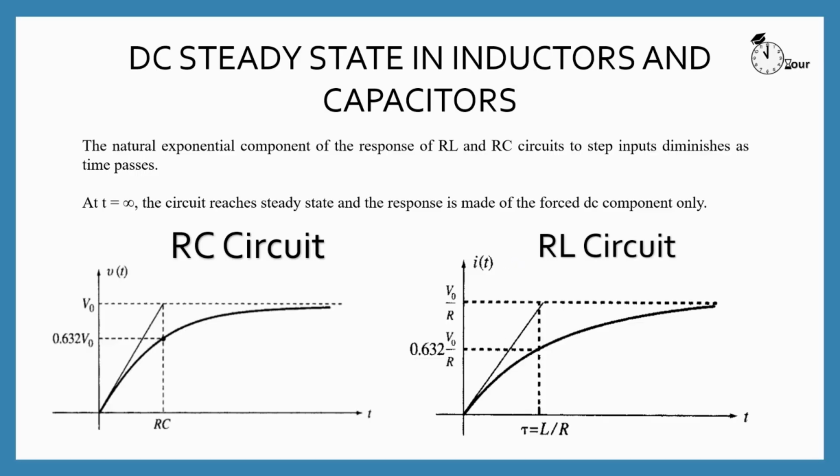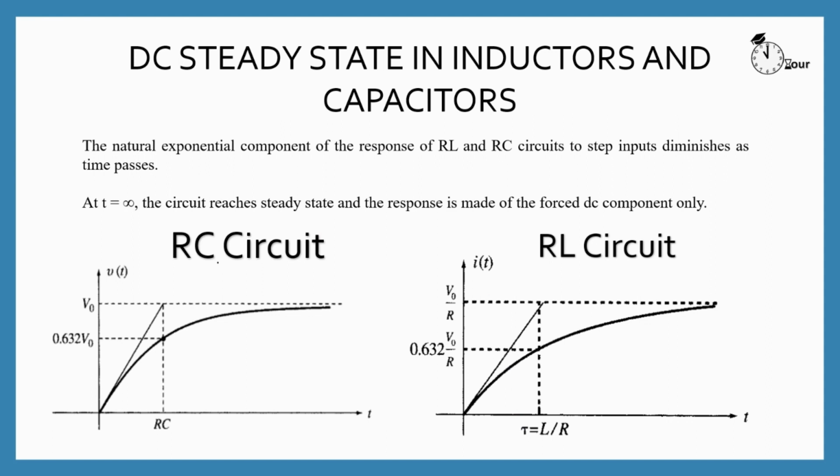Hello everyone and welcome to this video on DC steady state in inductors and capacitors. So we are going to analyze RC and RL circuits when they are connected to some source for a very long time. After a long period of time, the natural exponential response of the RC and the RL circuit is going to vanish. What do I mean?